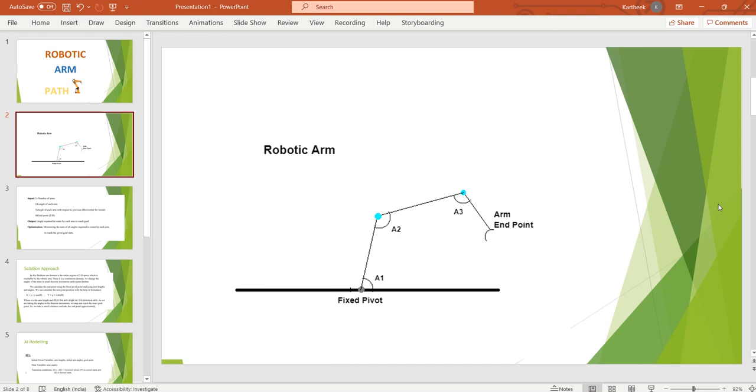In the slide shown, we can see a simple model of a 2D robotic arm where it consists of 3 arms and 3 joints. The joint fixed to the ground is the fixed pivot and the free end is called the arm endpoint. Now the arm lengths are fixed and the angles can be varied. So depending on the angles A1, A2, A3, the arm endpoint can be decided. So our trajectory can be decided based on the angles A1, A2 and A3.